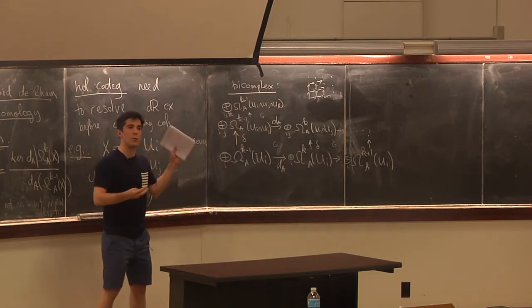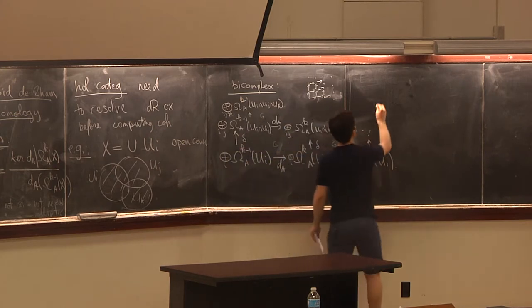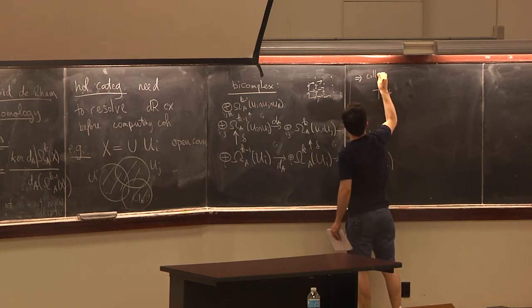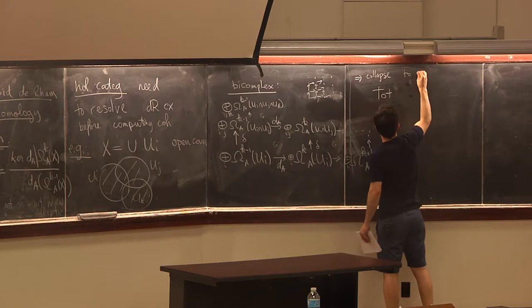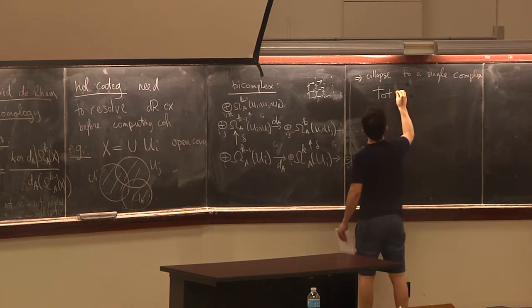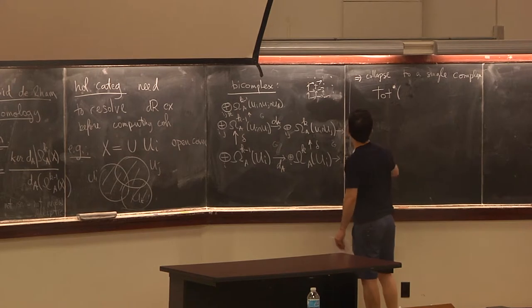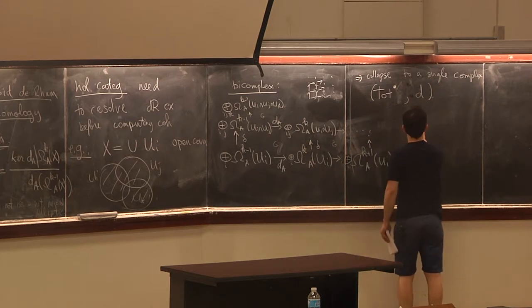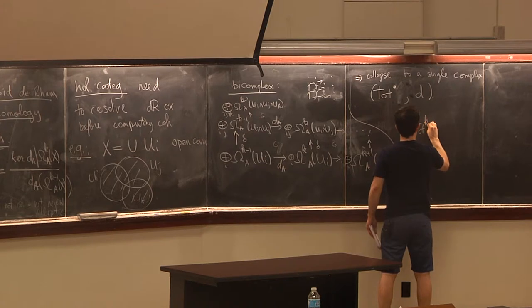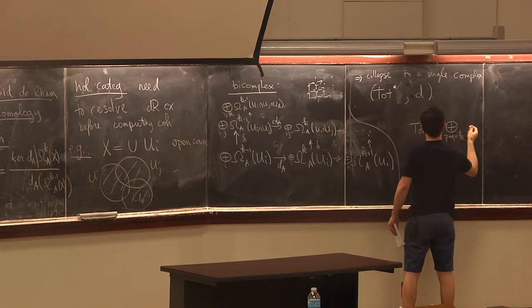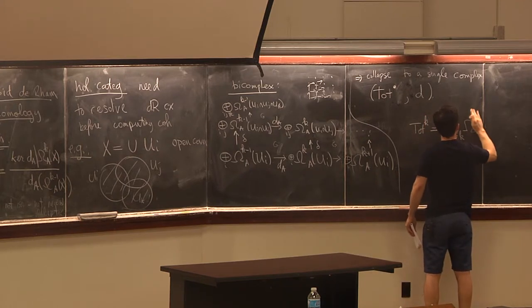And whenever you have a double complex, there's a way of collapsing it to get a single complex, which is called the total complex. So we can collapse it to a single complex, which is called the total complex, and this will have a differential d. So how is this defined? The total in degree k is simply the sum over p plus q equals k of Omega^p of A.